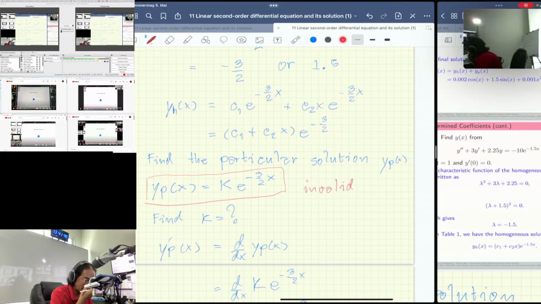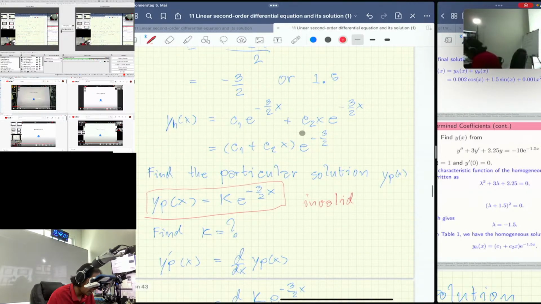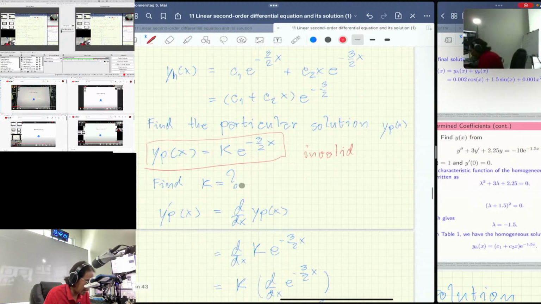The next way is that you may have to add x in front of this. But you would not be able to get the solution again, because x and exponential of negative 3 by 2 x is already the solution here for the homogeneous solution, as we have tried. You have tried k and exponential negative 3 by 2x. It's actually the solution here. You have to add one more x, so it should be x squared.